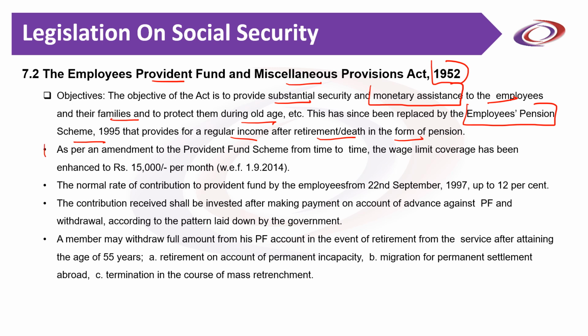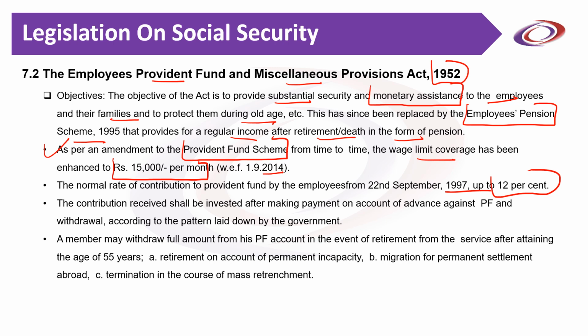So, as per amendments to the Provident Fund scheme from time to time, now the wage limit coverage has been enhanced to rupees 50,000 per month. This is with effect from 2014. It includes any person employed for wages in any kind of work in connection with the work of an establishment. So, this is the limit. The normal rate of contribution to the Provident Fund by the employees has been increased to 12% from 1997.